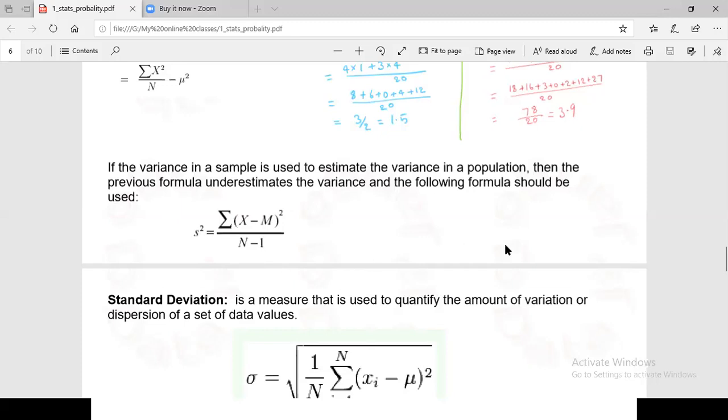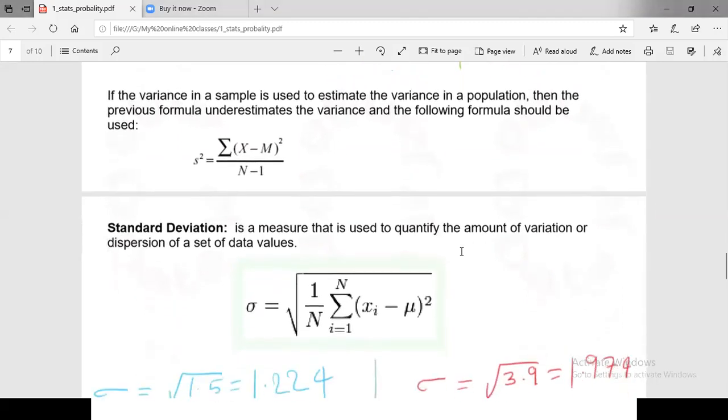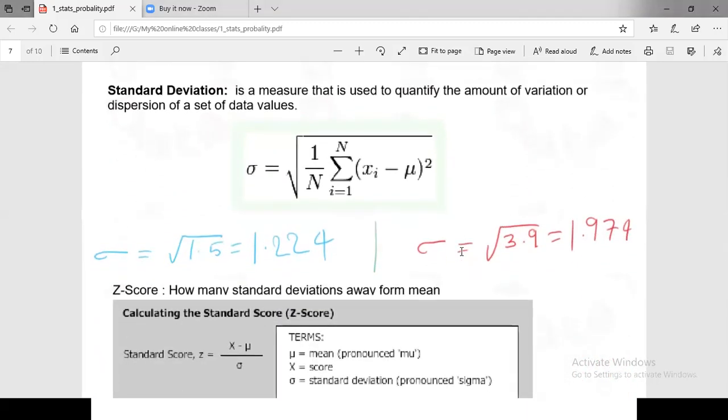Okay, so now I think all of you understood what the variance is. Yes or no? Okay. Next, we have the standard deviation. This is very, very important. After this, I will give all the summary points regarding how we can use the variance and the standard deviation.